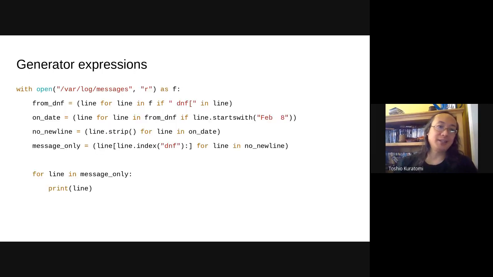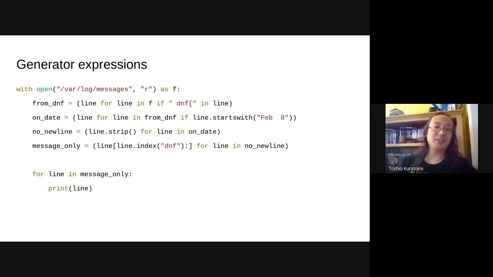So let's take an example. Here we're going to open a very large file. Let's say that var log messages contains 2 gigabytes of data. We probably don't want to read all 2 gigabytes of data into memory at one time. But if we were doing this with list comprehensions, remember it's creating a list at every step of the way.